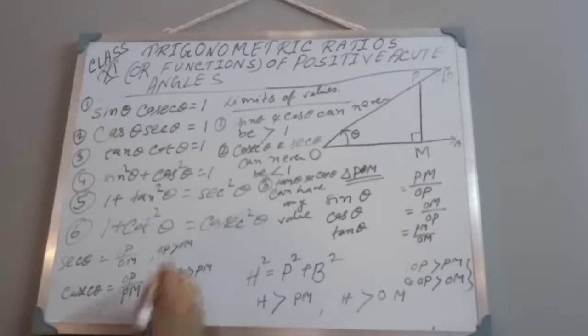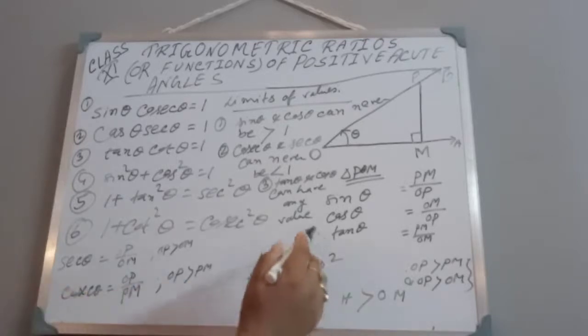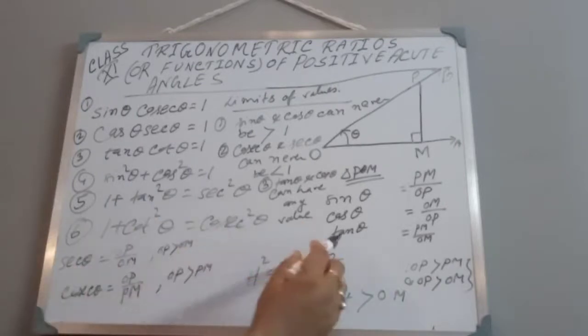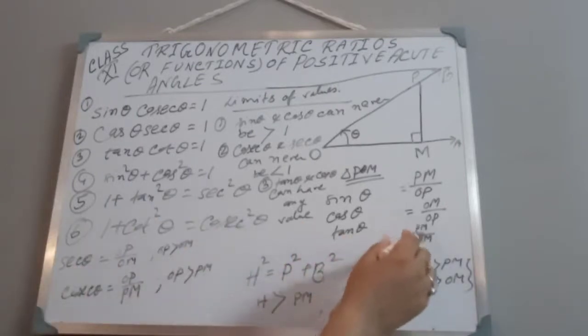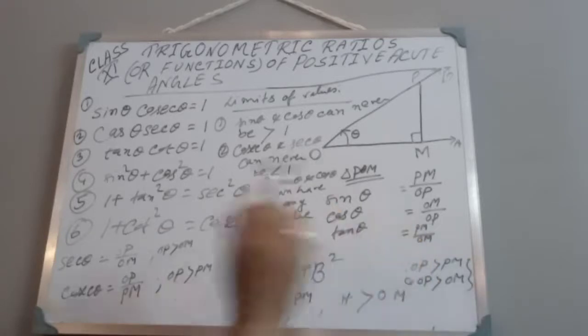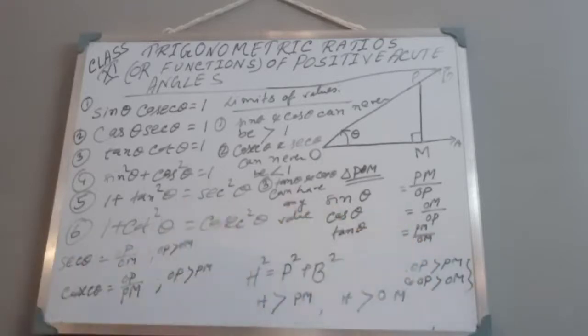Okay, and next is number 3, tan theta and cot theta can have any value. Why? Because trigonometric ratios are defined as the ratio of the lengths, hence each of them is a pure number. Tan theta is PM by OM and cot theta is OM by PM. Both of these are only lengths, so these are only pure numbers.